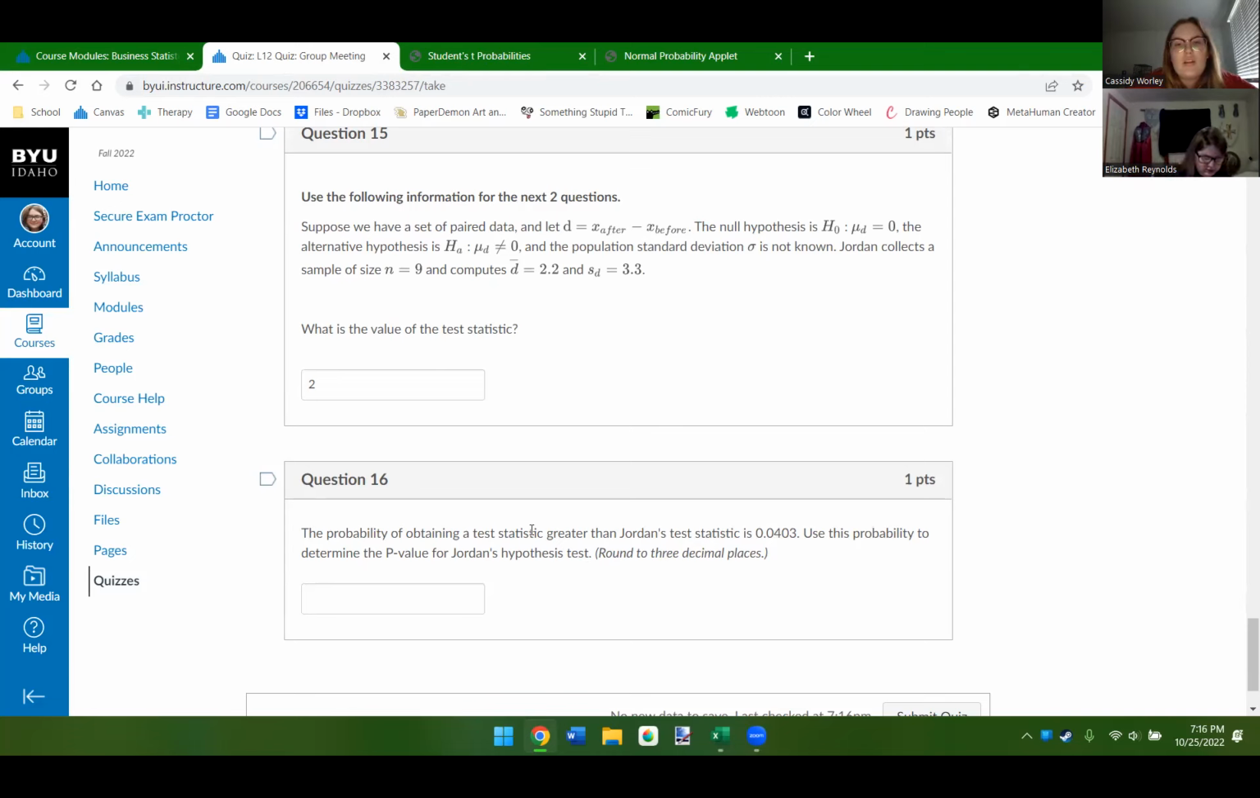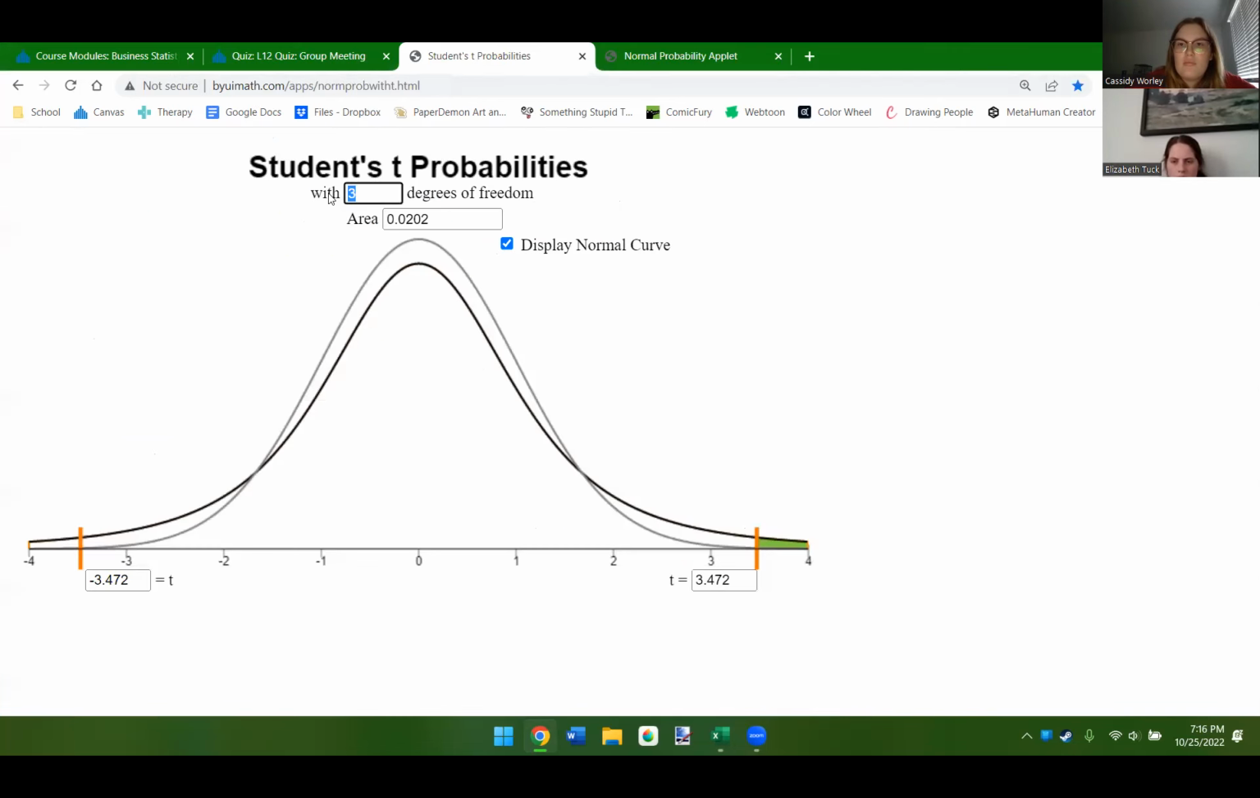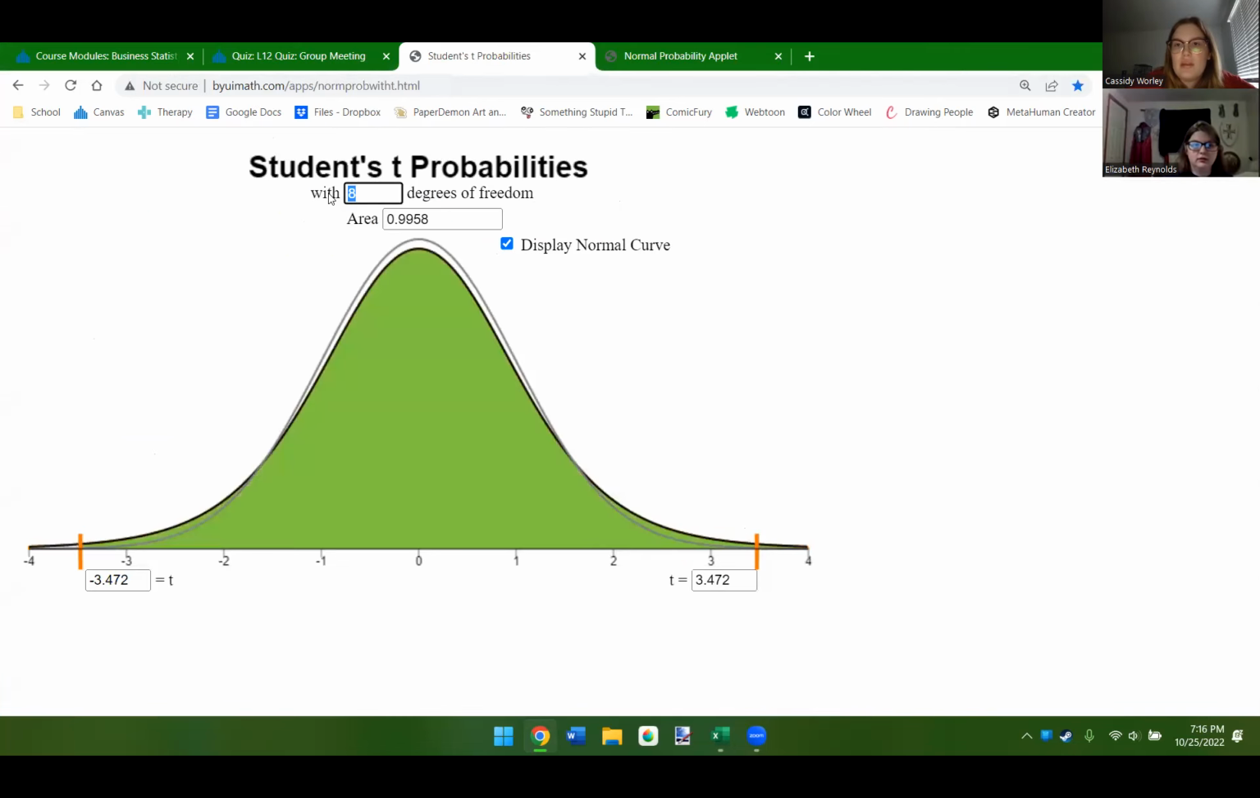The degrees of freedom, it's n minus 1. Yeah, to find the degrees of freedom, it's n minus 1. So this will be 8. So we can just put 8 into the degrees of freedom, that's right, and it would be greater than 2.